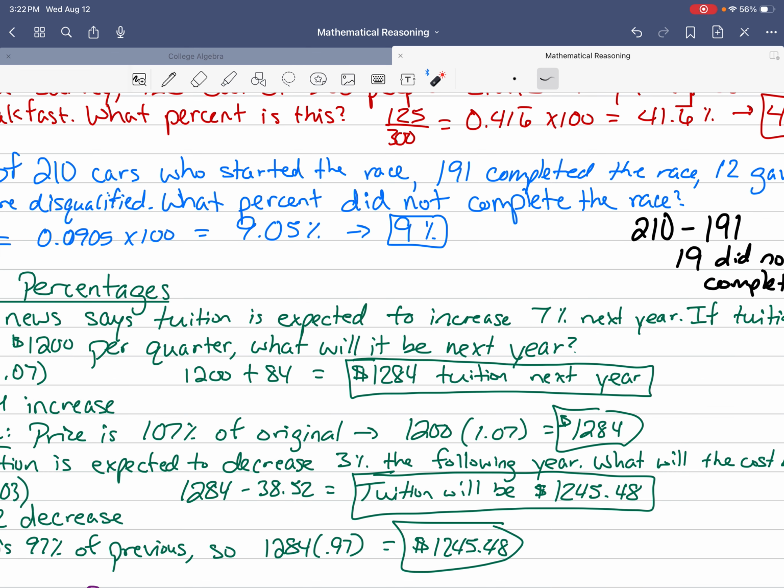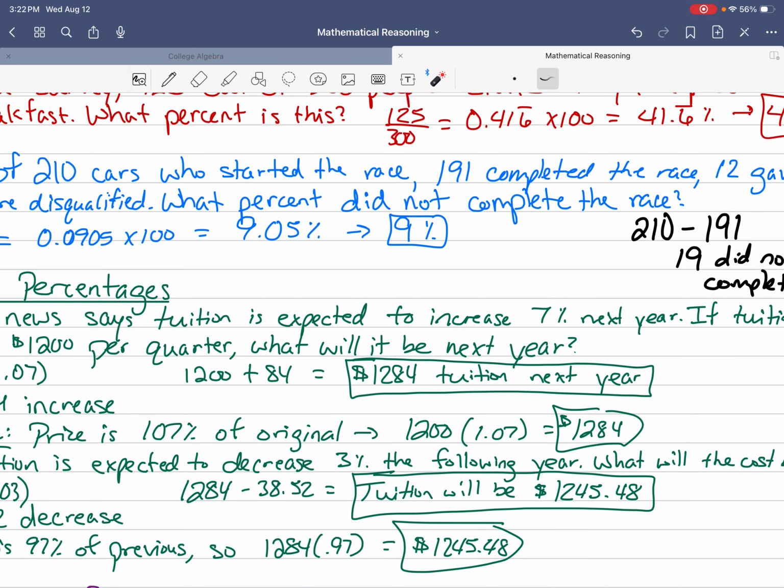All right, and now we're going to continue this on, and we got more to this problem now. So now, tuition is expected to decrease 3% the following year. What will the cost be then? So, we just figured out that next year, our cost is $1,284. But now they're saying the year after that, we're going to decrease 3%.